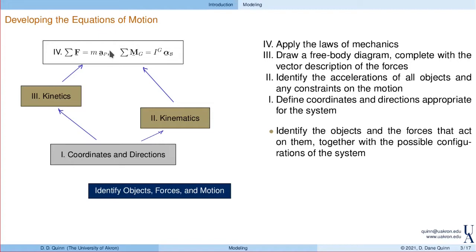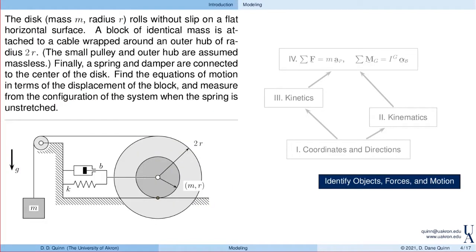Okay, so now let's go through this with an example. I'm going to take a disk of mass m and radius r. That's shown here in this dark gray, rolling without slip on the surface. Then I have an outer hub that has radius 2r that is rigidly attached to that inner hub. So think about a spool, maybe, with an inner hub and an outer hub.